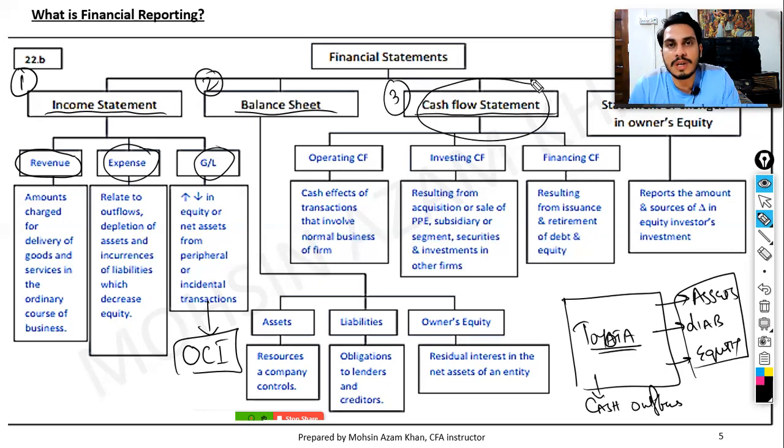The cash flow statement is divided into three business activities. The business has primarily three activities. Number one, the most major activity is their operation. Let's suppose Toyota. Why was Toyota established? Obviously for running an operation, for producing and selling cars. That's the reason Toyota was established.